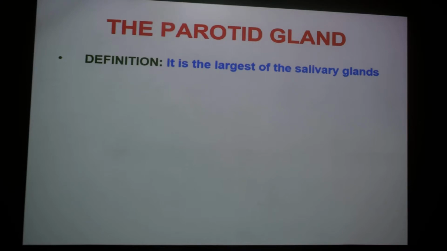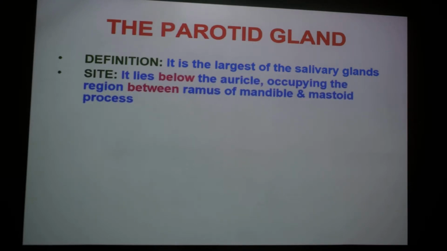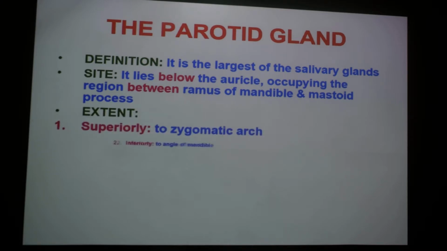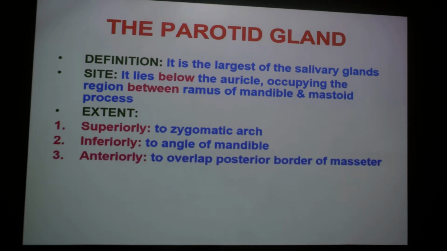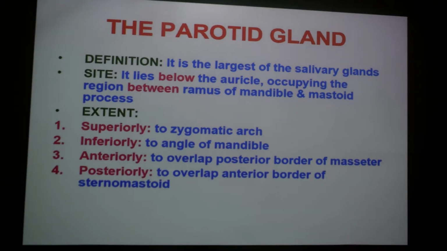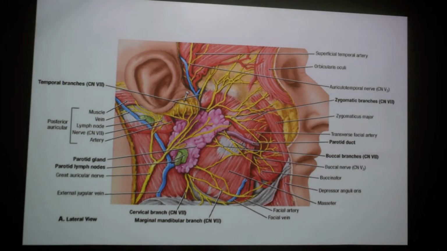Okay, so it's the largest salivary gland, lies below the auricle, occupying the region between the ramus of the mandible and the mastoid process. It extends superiorly to the zygomatic arch, inferiorly to the angle of the mandible, anteriorly to overlap the posterior border of the masseter, and posteriorly to overlap the anterior border of the sternocleidomastoid. And superficially, it's more of a pyramidal shaped structure. You can see it here.